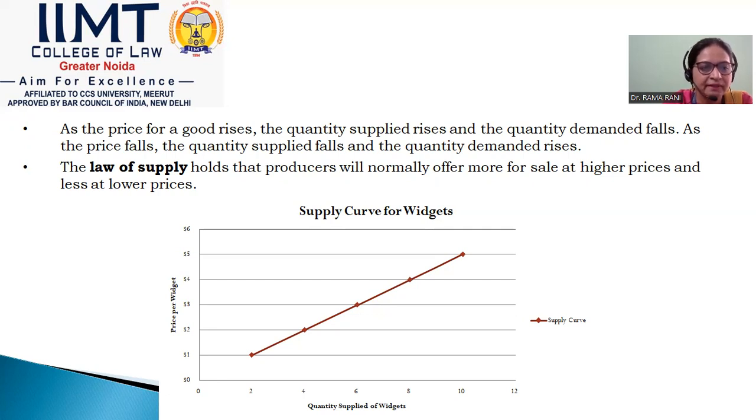The law of supply holds that producers will normally offer more for sale at higher prices and less at lower prices. It means if the price of a particular commodity increases, then the supply also increases. And if the price of a particular commodity decreases, then the supply also decreases.